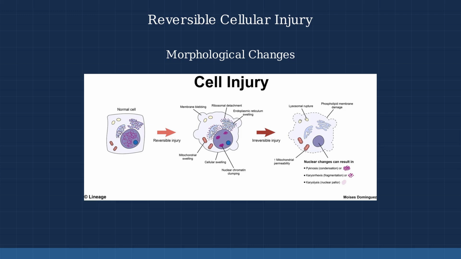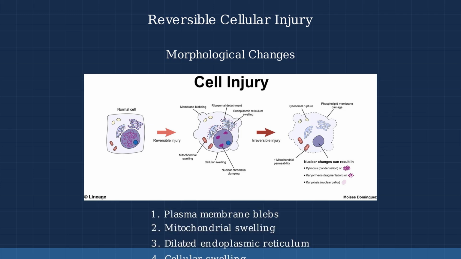Reversible injury involves distinct morphological changes in cellular structures. These include plasma membrane blebs, mitochondrial swelling, dilated endoplasmic reticulum, overall cellular swelling, and clumping of nuclear chromatin.